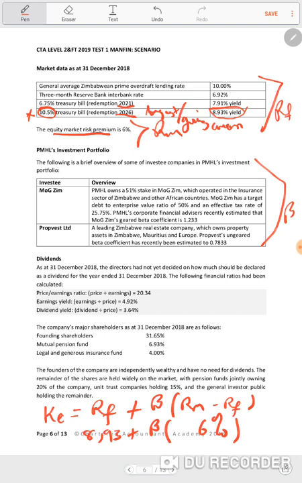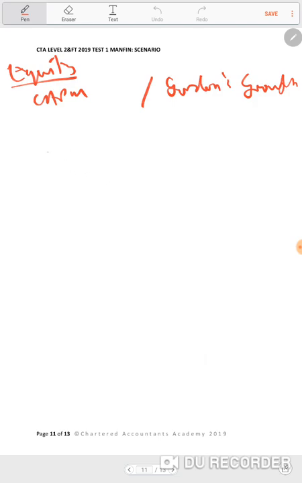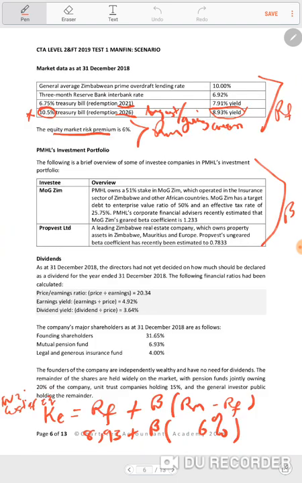Okay, our beta, pardon me, I just wanted to work on this page. So this is our working on cost of equity, right? But for you guys, you should put it over here, using CAPM, so that the examiner just follows. So if I go back to the scenario, our beta, right?